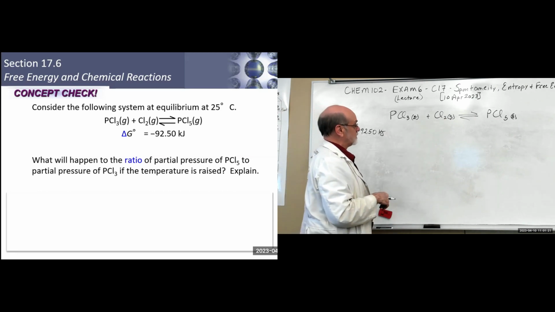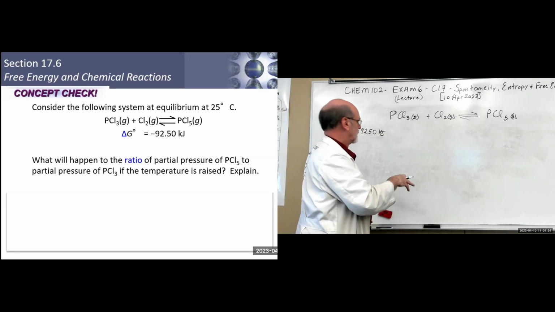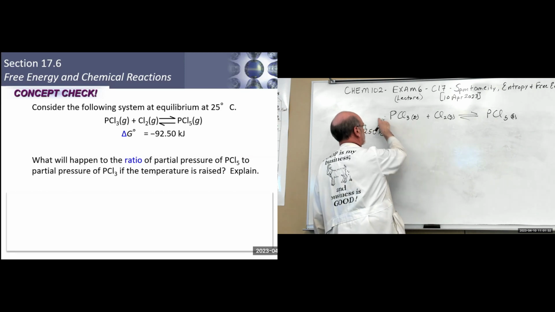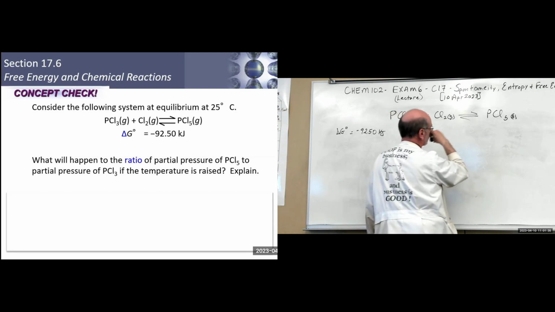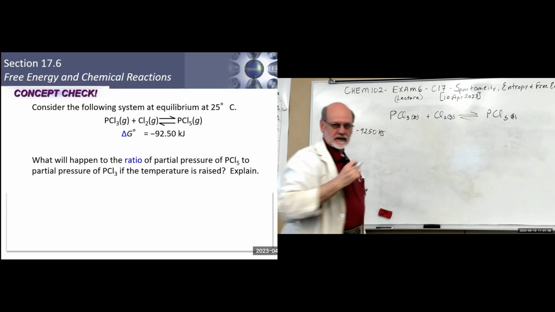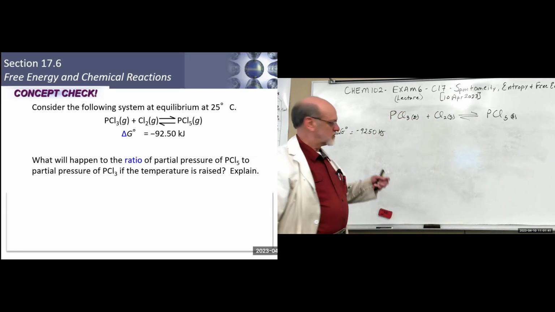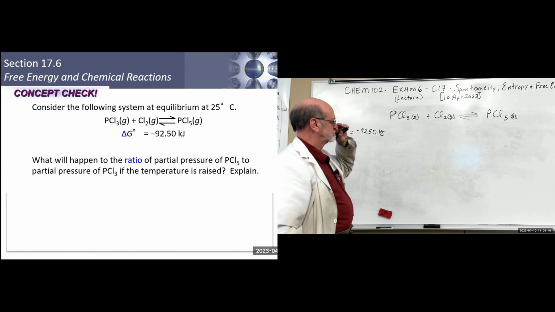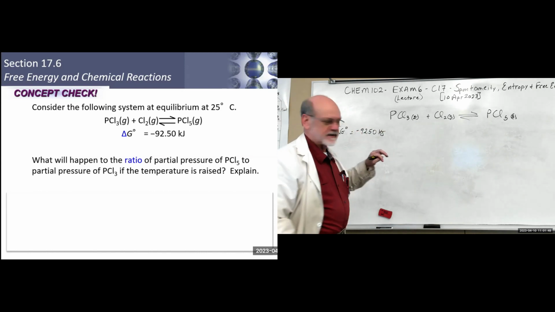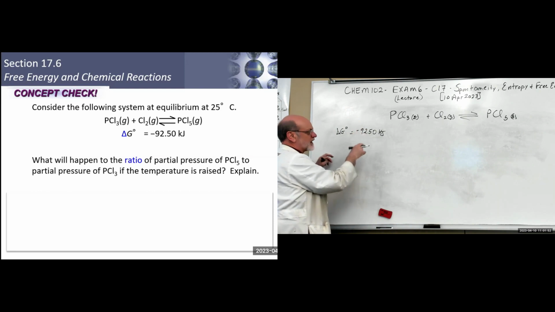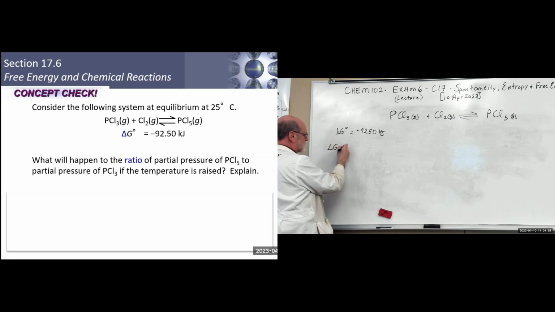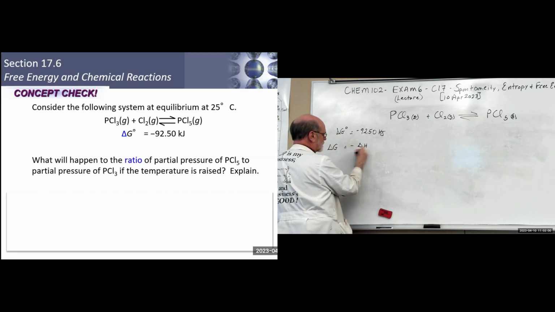All right, we're making a big leap here. All of these are gases, so that's good. Okay, what do we have? Well, let's see if this is balanced. Yeah, this is balanced. So we've got 1 mole here, 1 mole there, makes 1 mole here. If the temperature is raised, this is a negative, so it is spontaneous. So delta G is equal to negative delta H over T, correct?